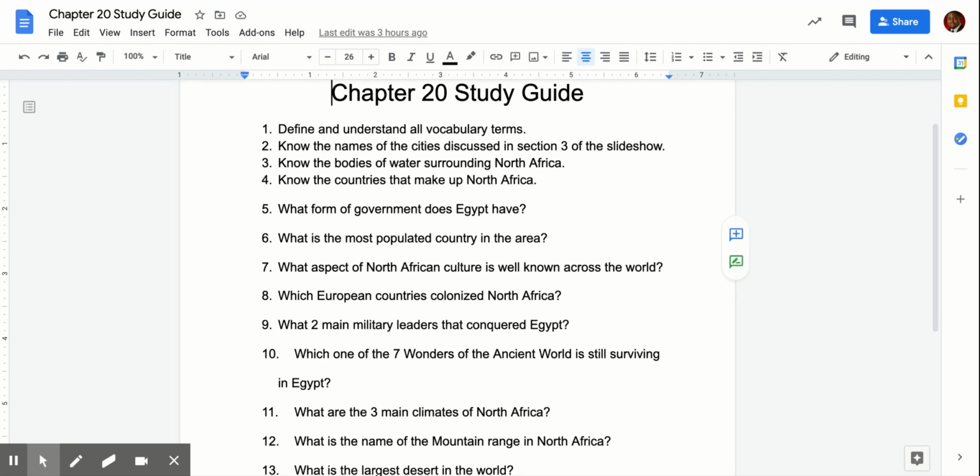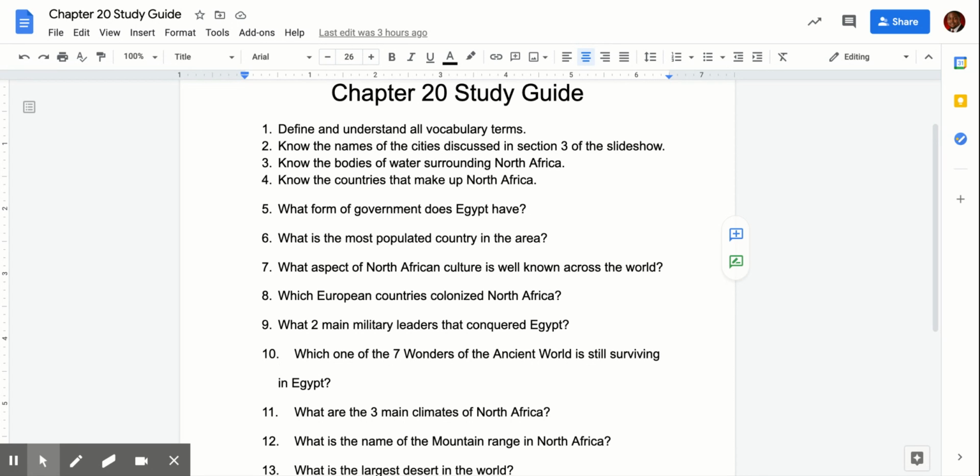Today's topic is Geography, Chapter 20, North Africa. Today we're going to go over the study guide and we're going to get started over here. I'm going to give you guys hints on where to find the answers, but I'm not going to give you guys the exact answer. That is going to help you guys studying by giving you somewhere to find your answers. Number one, define and understand all vocabulary terms.